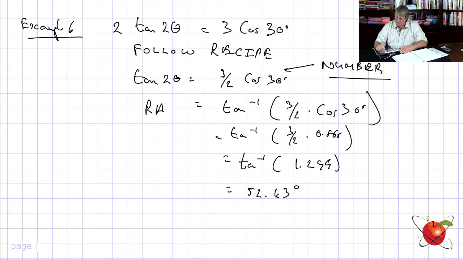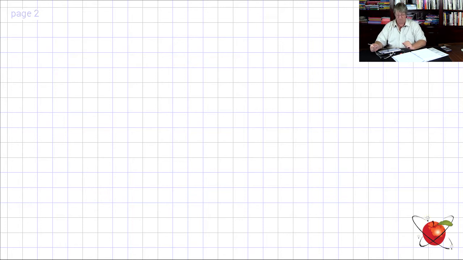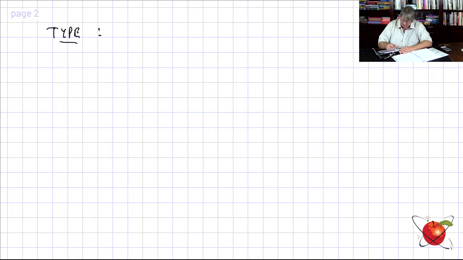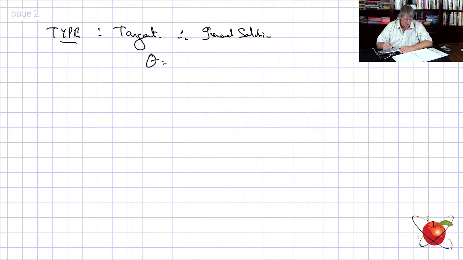So it's no sweat. You just follow the recipe. That's all you have to do. No more, no less. Okie dokes, we've got that now. The type, remember we said the type is tangent. Therefore, the general solution, if you wish, is θ equal to RA + 180K.